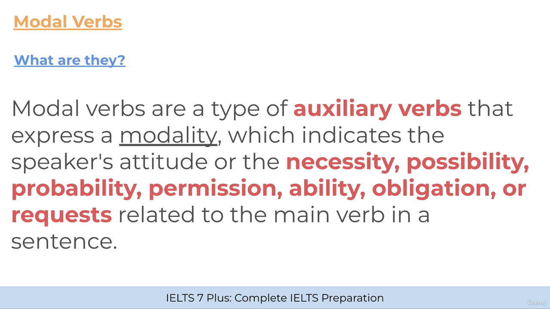And they're related to the main verb, so this is an important point. They are not the main verb, but they assist the main verb. So the main verb is like the main course, whereas modal verbs are like the side garnish. They help the main verb, they work together, they're friends.